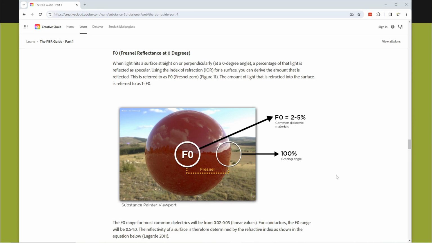For conductors, or metallic things, the F0 range will be 0.5 to 1. So it'll be 50% reflective at the F0 angle, or even 100% reflective. That's kind of the difference between something being metallic and something being non-metallic. And this is where we're going to start to get into the metallic roughness workflow in PBR.